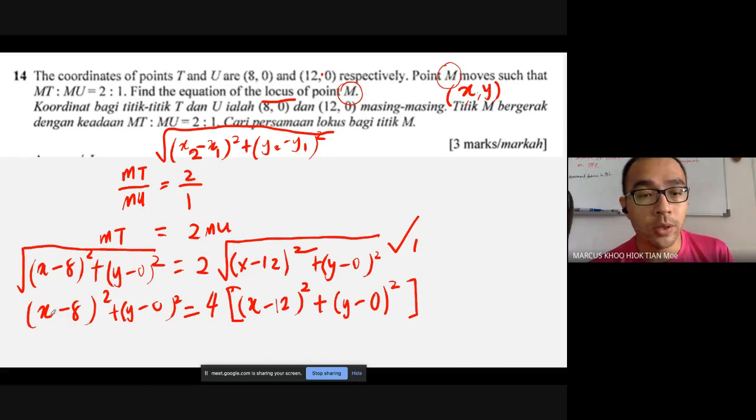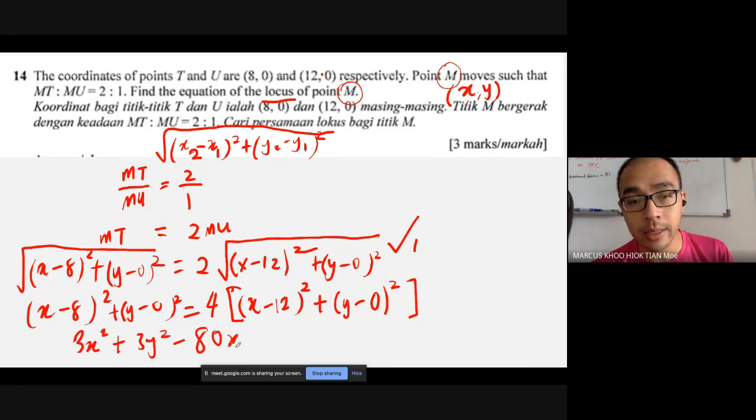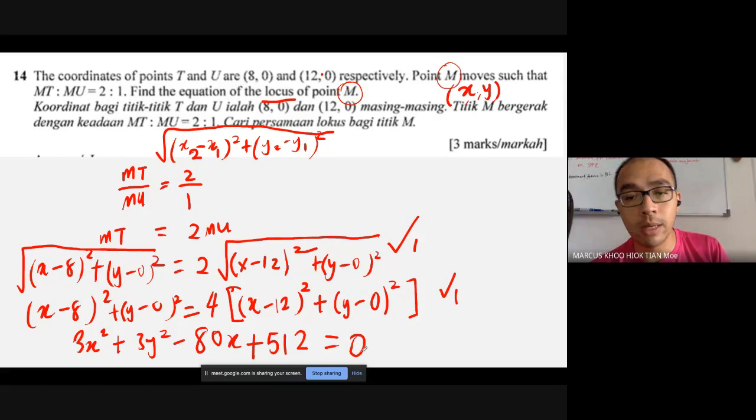Then when you expand this correctly, you get 1 mark, and then your final answer. So I'm not going to do the entire thing. I want you to figure this part out. After I expand, multiply by 4, and simplify, at the end of the day, this is what I will get: 3x squared plus 3y squared minus 80x plus 512 equals 0. So here is 1 mark, here is 1 mark.